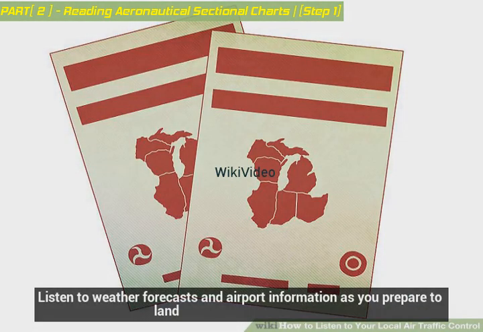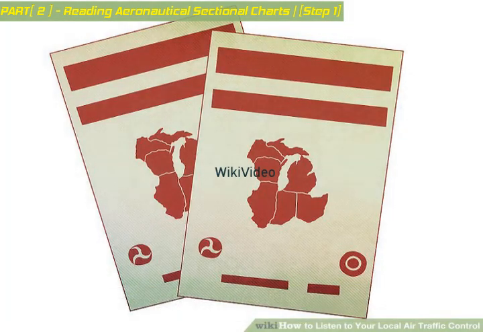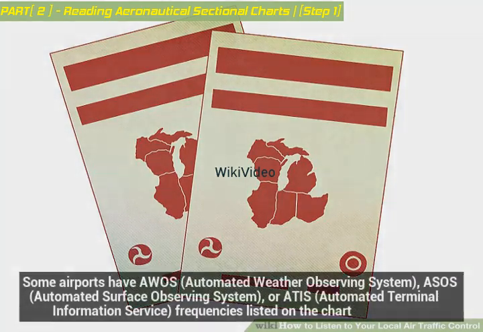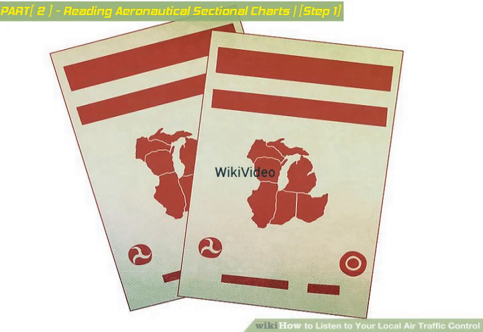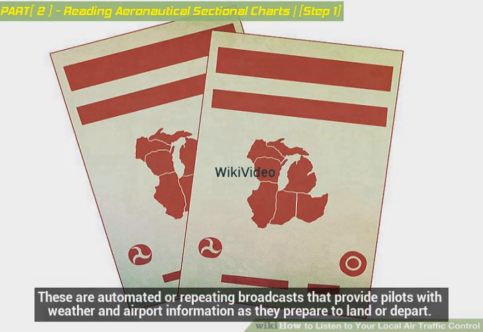Listen to weather forecasts and airport information as you prepare to land. Some airports have AWOS (Automated Weather Observing System), ASOS (Automated Surface Observing System), or ATIS (Automated Terminal Information Service) frequencies listed on the chart. These are automated or repeating broadcasts that provide pilots with weather and airport information as they prepare to land or depart.